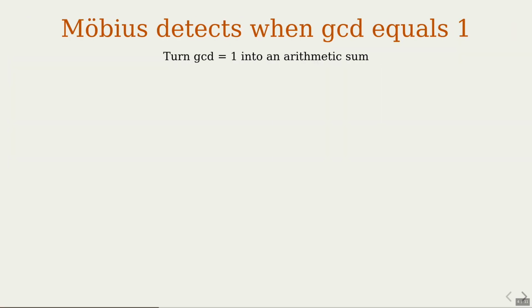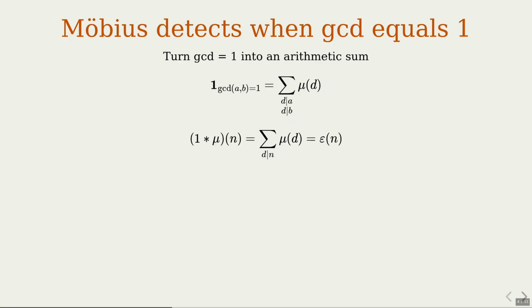Möbius detects when GCD equals 1. Here we encode the condition greatest common divisor of a and b equals 1 using an indicator function. It is 1 when a and b are coprime and 0 otherwise, and we express it as a sum over common divisors weighted by mu. This comes directly from the earlier identity that the sum of mu of d over all divisors d of n equals 1 when n is 1 and equals 0 otherwise.